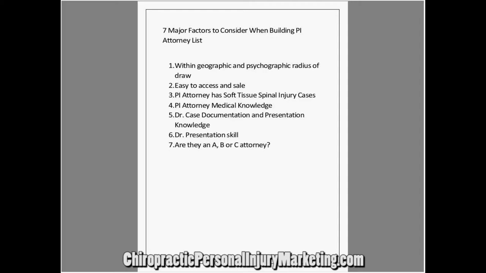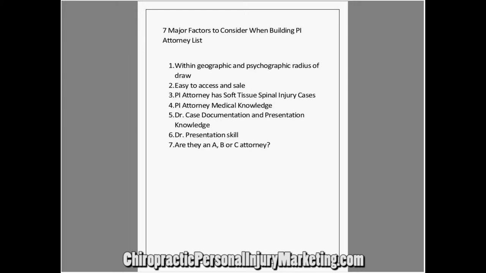Next is easy to access and sell. We're going to look at how easy it is to access and sell somebody. There's a huge difference in a target market relative to ease of access or ease of selling, doing educational sales. And then number 3 is, does the PI attorney have soft tissue spinal injury cases? Does that particular category of attorney have the soft tissue spinal injury cases? It doesn't matter if you're selling somebody and they don't have the cases that you are the best at.